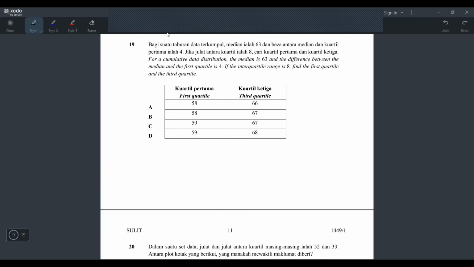Okay, number 19. For a cumulative data distribution, the median is 63. Median, the other word for median is Q2.